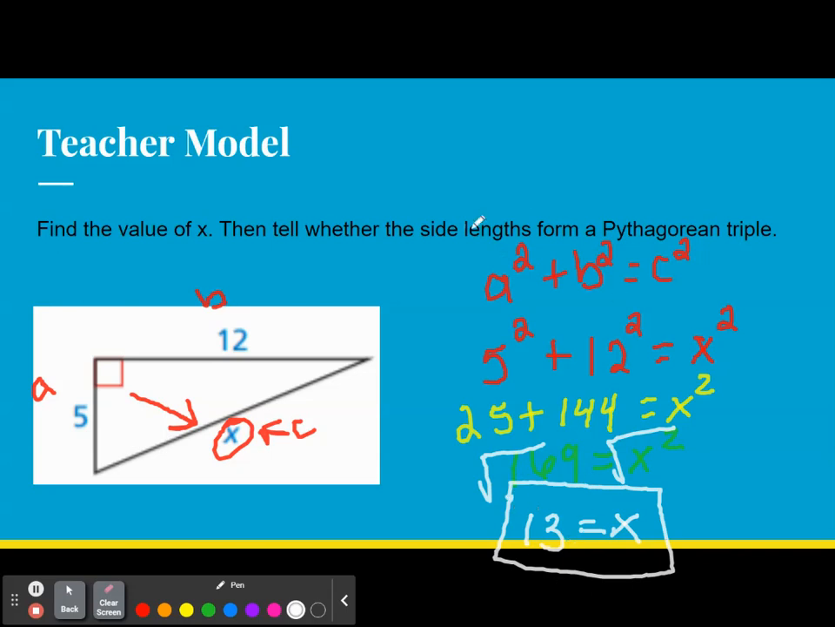Now it says, tell whether the side lengths form a Pythagorean triple. As long as there were no decimals, I'm good. This side's 5, this side's 12, this side's 13. So yes, it is a Pythagorean triple.